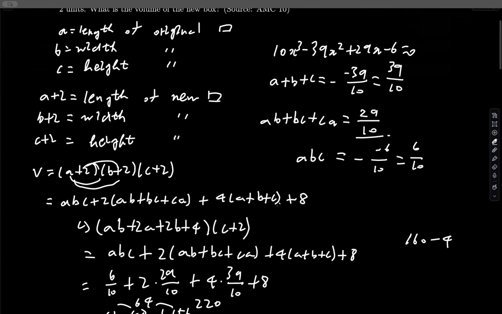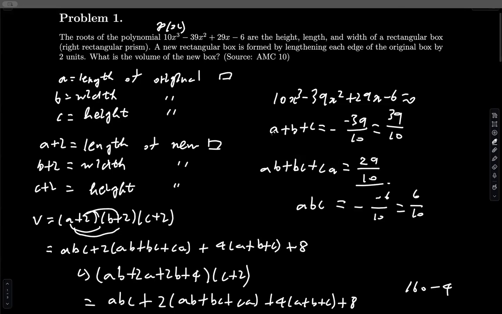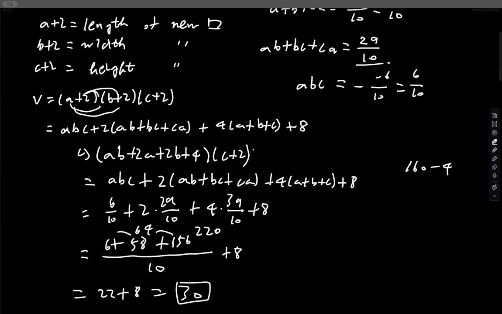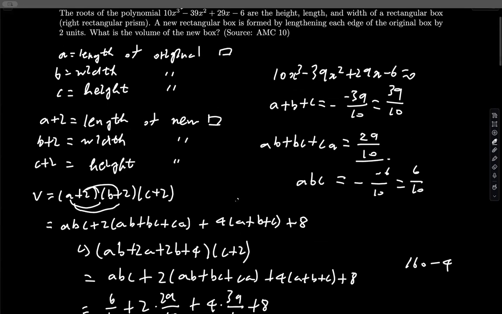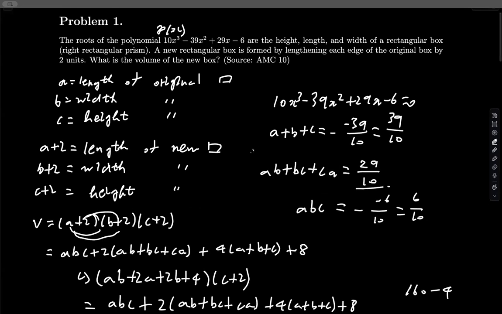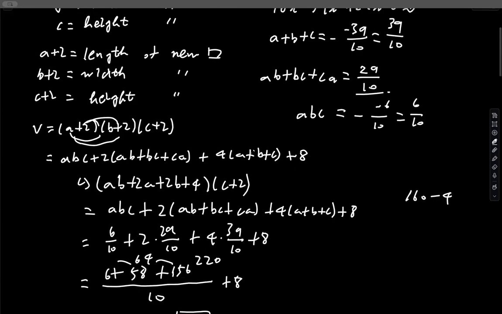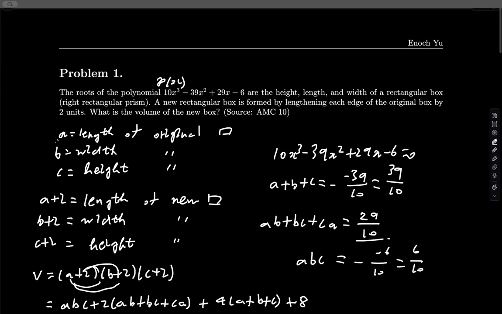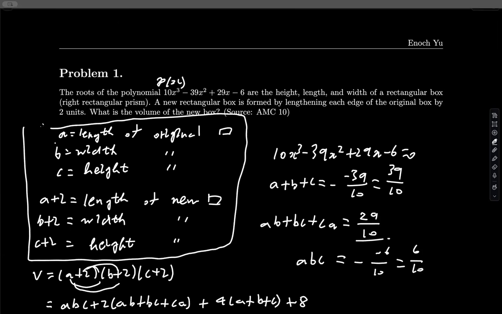This should be the volume of the new box. However, I don't really like this method. I think the problem maker wanted us to use Vieta here, but while trying this problem on my own, I was thinking, what happens when we graph P of x? So let's just use the same variable here. I don't want to change the variables.